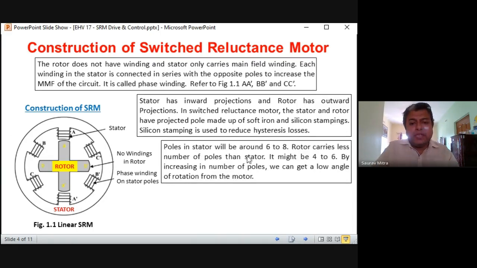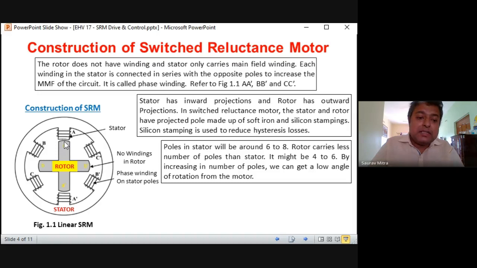Poles in the stator will be around 6 to 8. Here we have shown 6 stator poles, and rotor poles are fewer than that. So if the stator has 6 poles, the rotor will have 4 poles. If the stator has 8 poles, the rotor will have 6 poles, likewise. Because if the number of poles in stator and rotor are the same, there is a big chance that the rotor and stator will get locked, because exactly one pole will come in front of another.